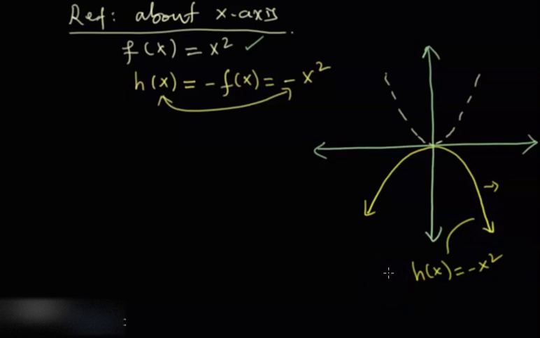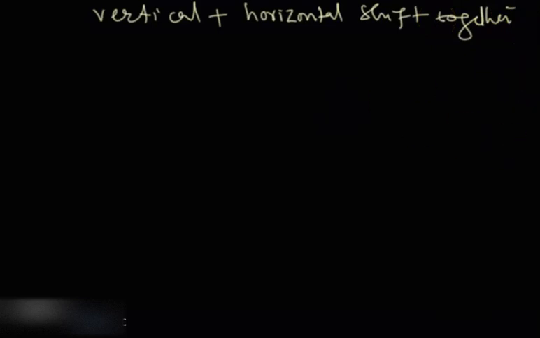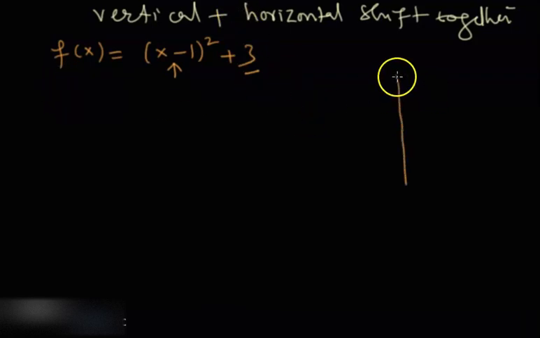Now if you are asked questions involving vertical and horizontal shift together, you can answer them. For example, if you are asked to plot this function f of x equal to x minus 1 square plus 3, what will we do? It's x minus 1, that means we will shift the parent function 1 unit to the right and then 3 units up.